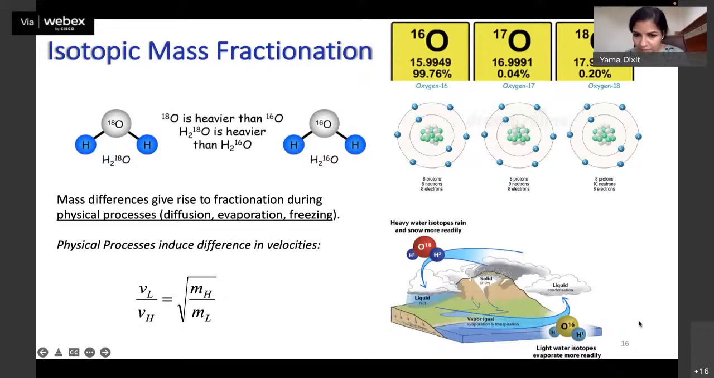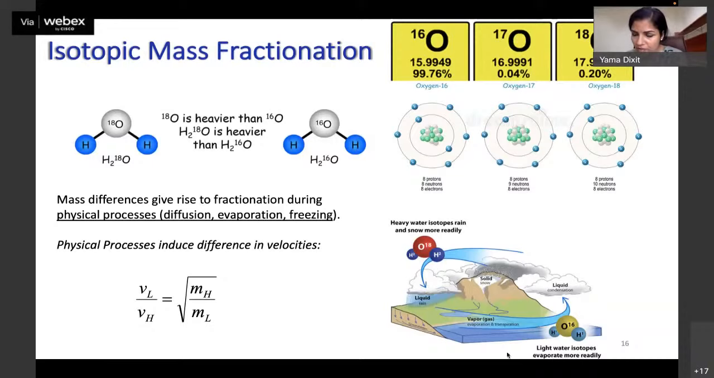So if you look at the picture here, there is liquid rain coming out of clouds. Now, it's going from the clouds to the land. Waters with the heavier oxygen isotope, O18, would fall out first as compared to O16. Now, similarly, during evaporation, water with the lighter isotope, O16, would evaporate first.